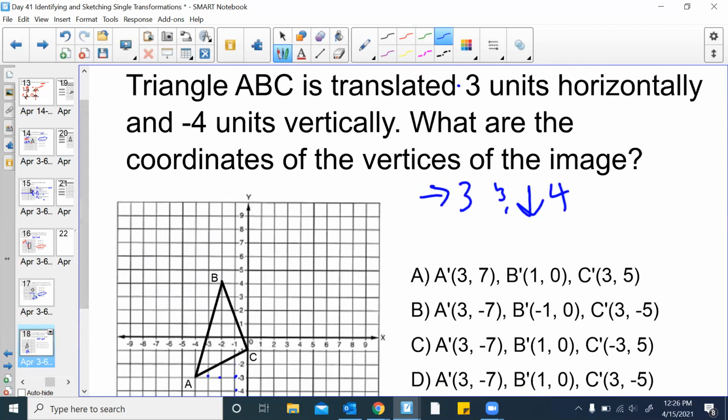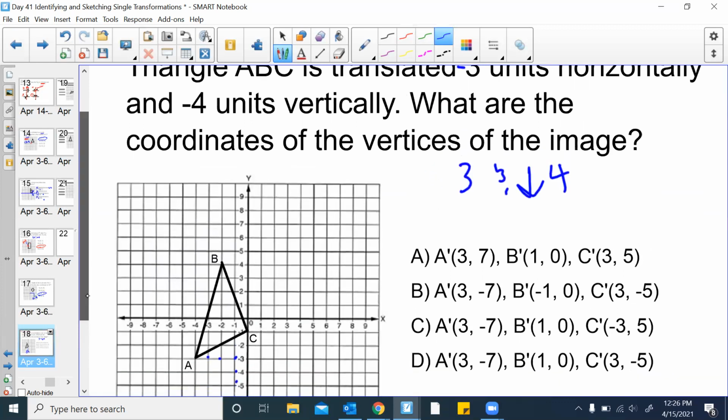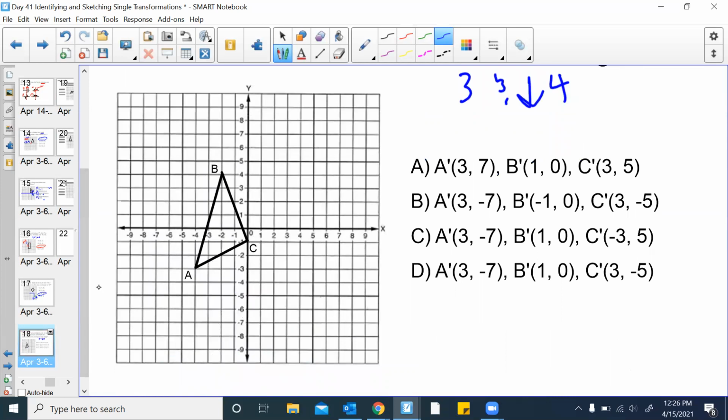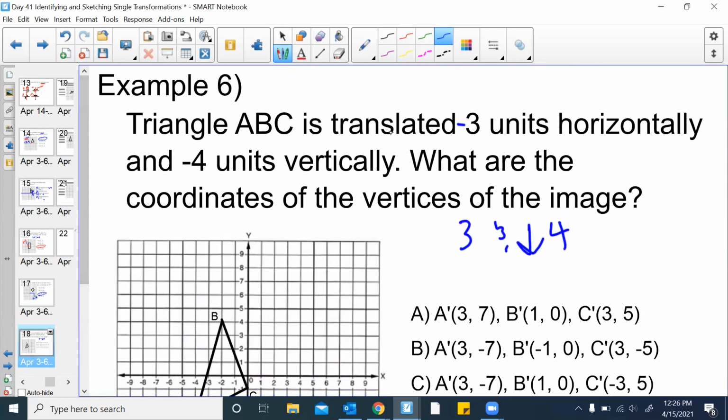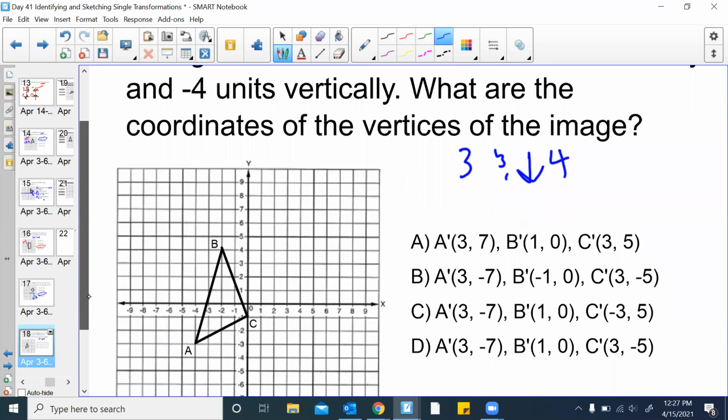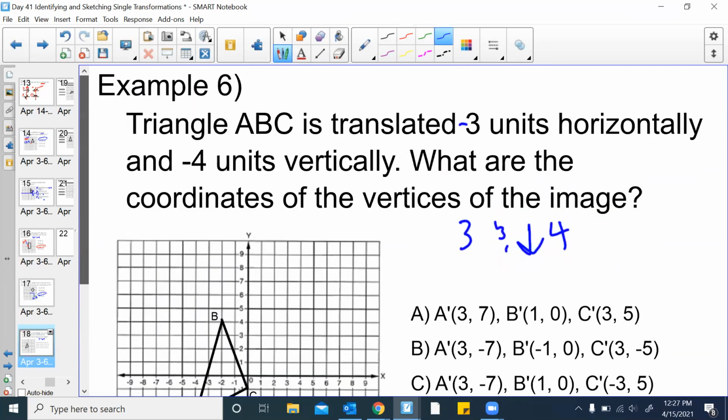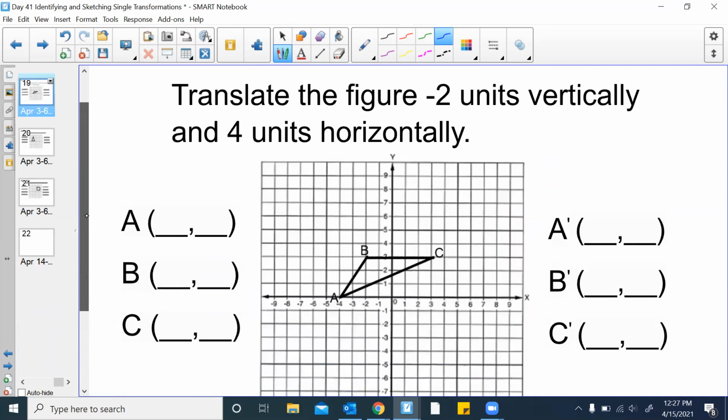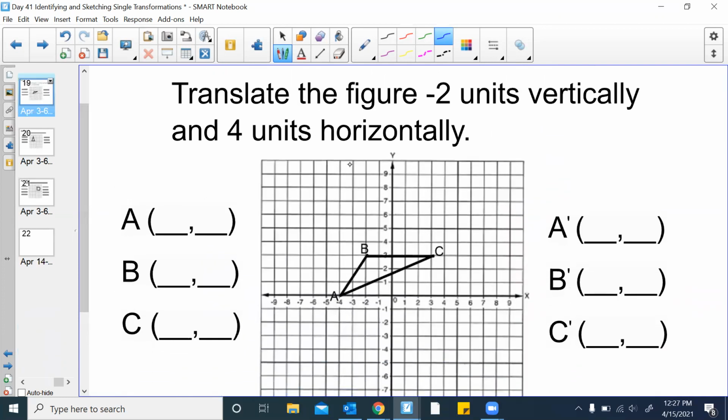Hey, I wanted to make this a negative 3, which is okay. So we're going to translate it negative 3 units horizontally. No, that's still not going to give me what I want. All right, let's just skip this question. All right, these are the trickier ones anyways.